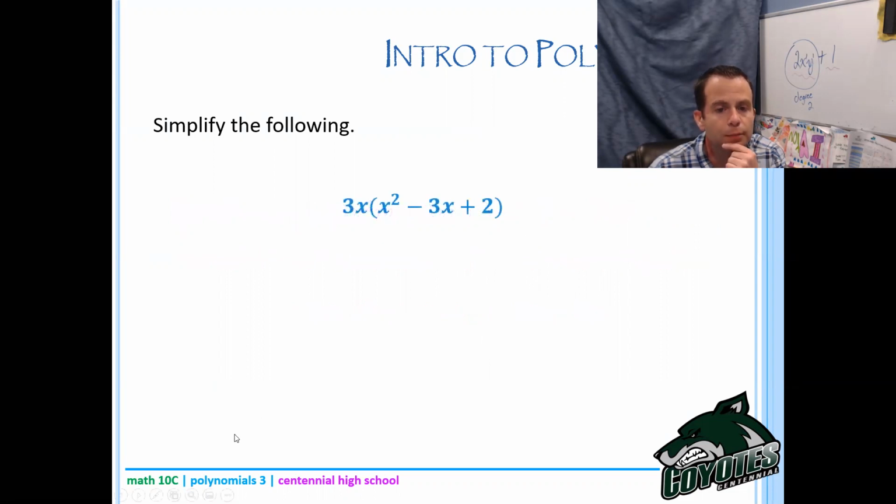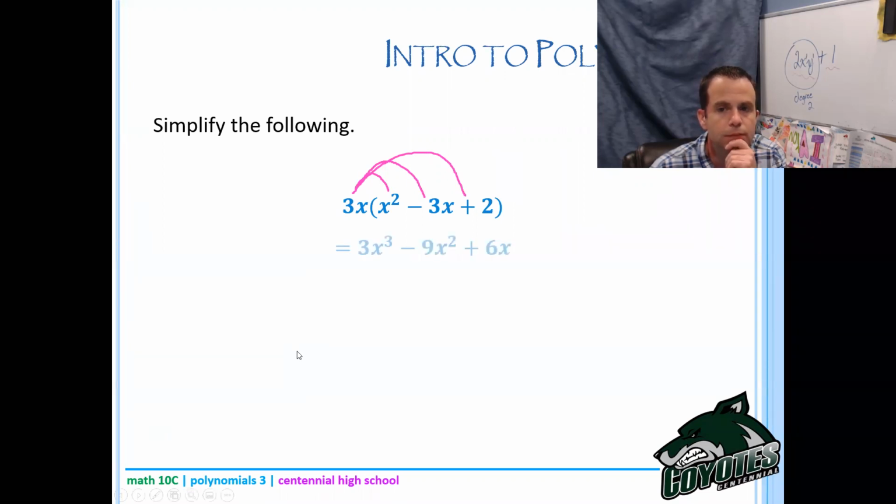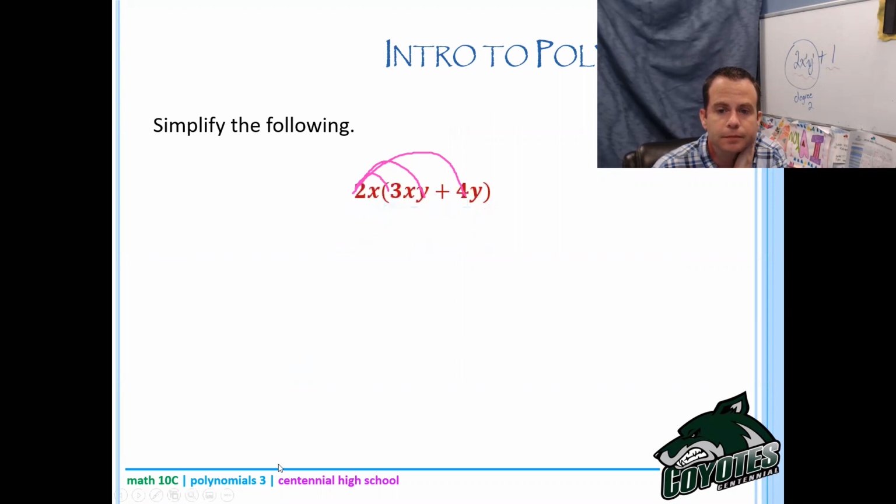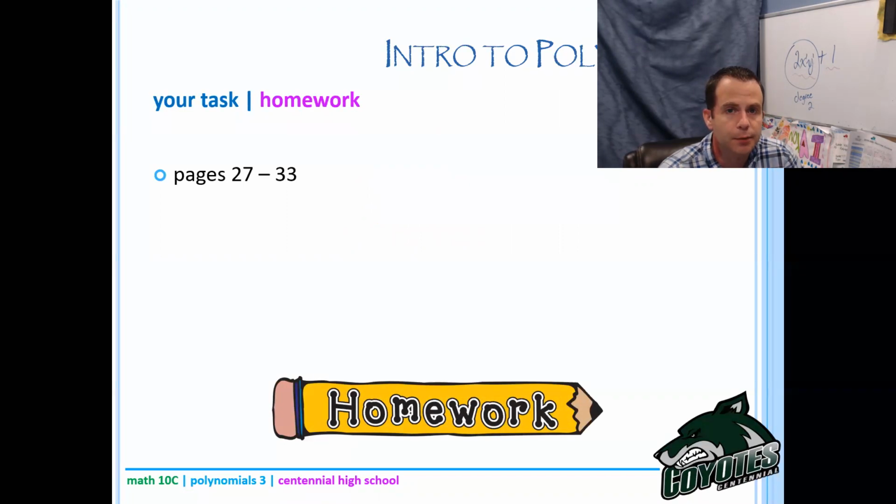Okay, now practicing the distributive law. So 3x gets multiplied by x squared, 3x gets multiplied by negative 3x, and 3x gets multiplied by 2. You should end up with 3x cubed minus 9x squared plus 6x. Same thing here. Give it a shot. You should end up with 6x squared y, because you had an x times an x there, and 8xy. And that's where I'm going to stop.